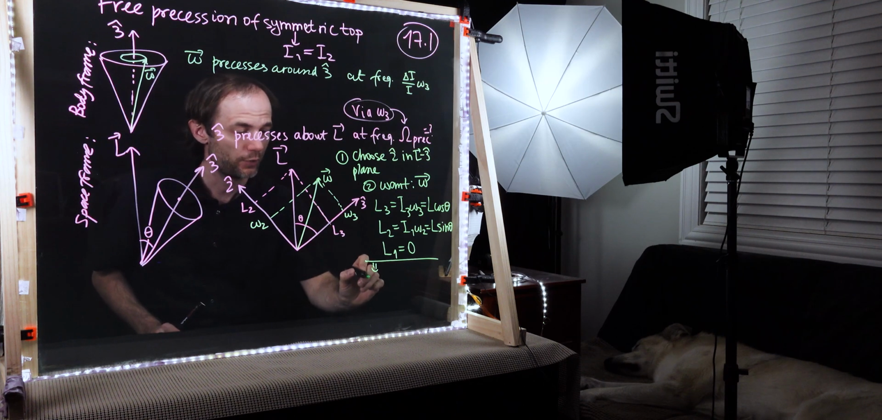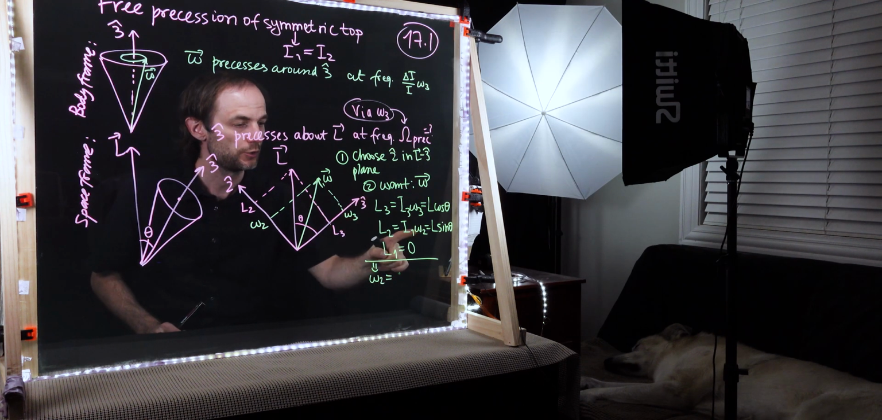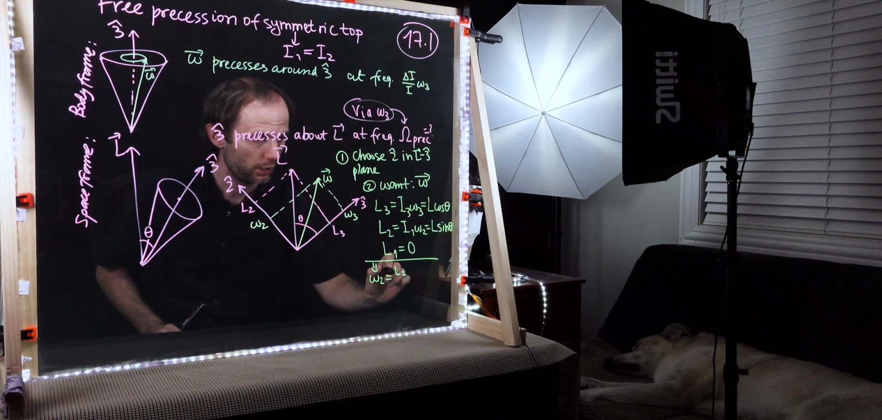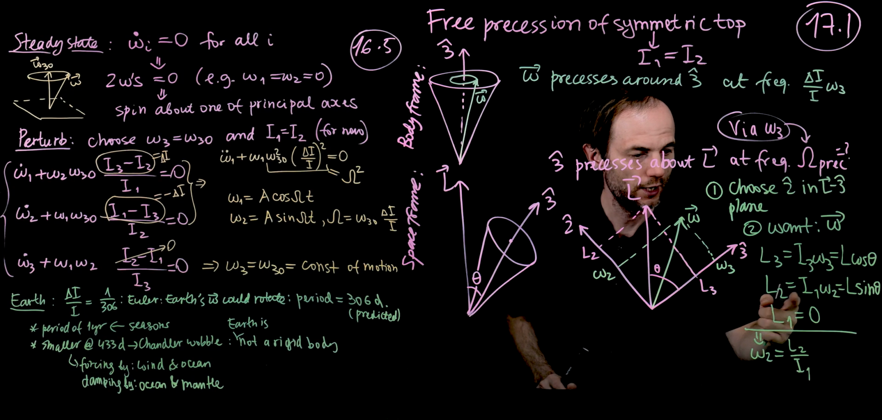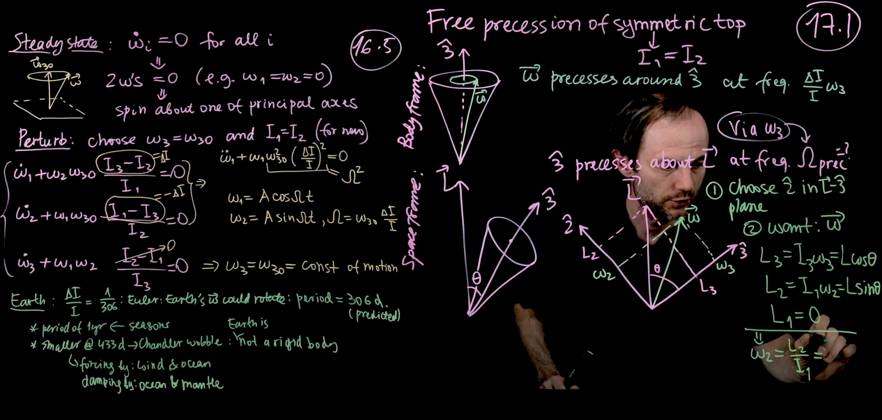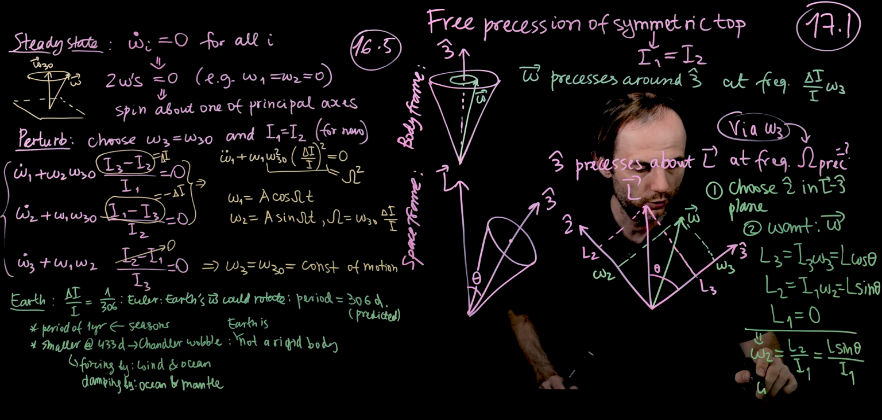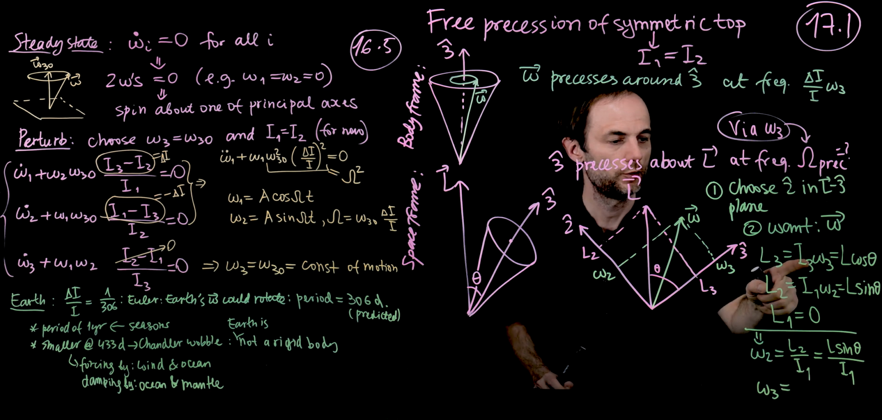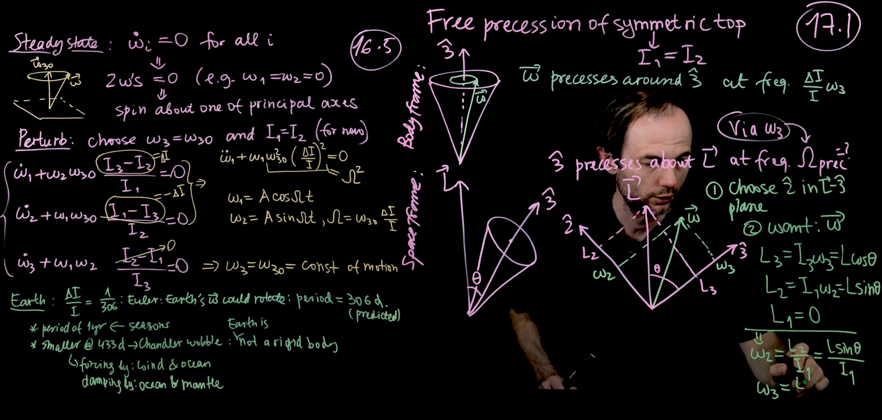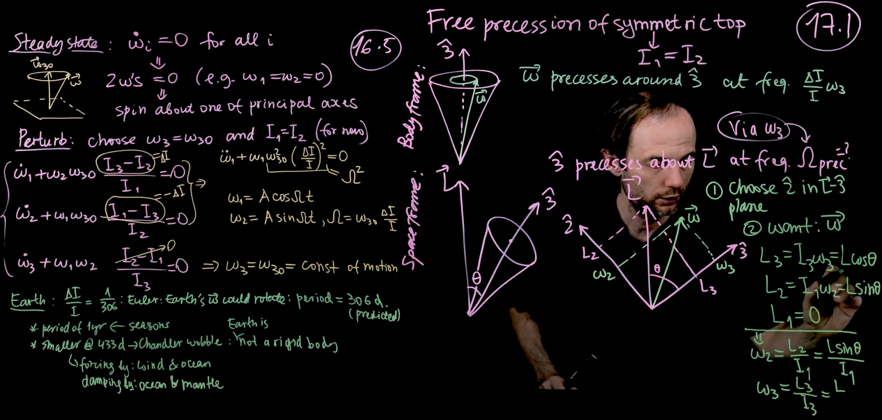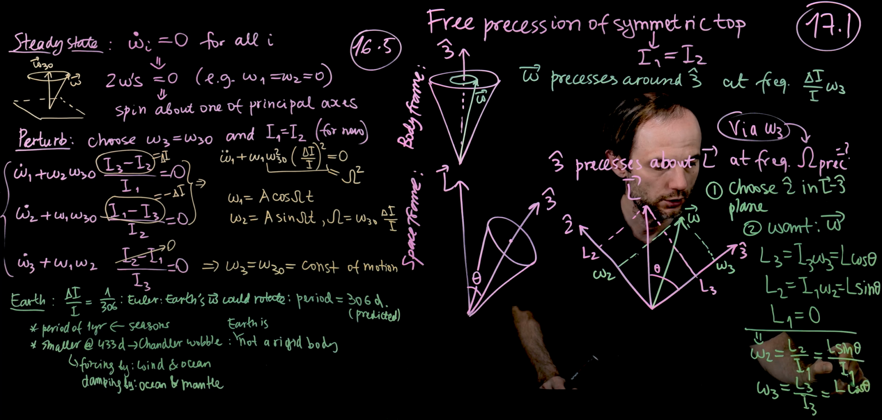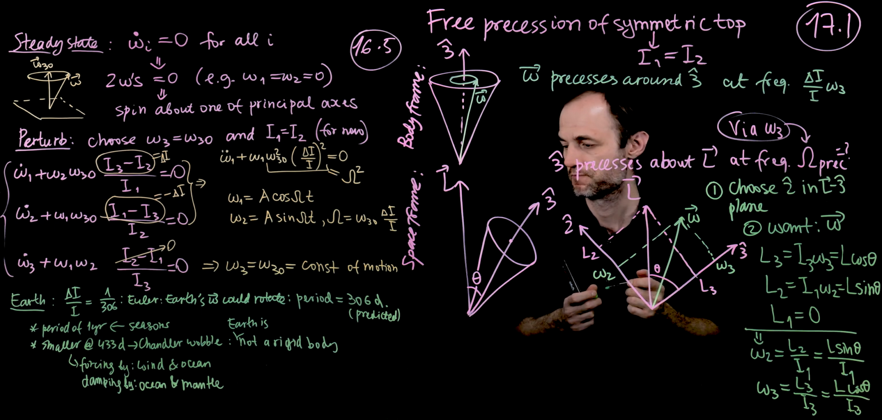first of all, omega 2 is going to be equal to L2 divided by I1. And what is that? That will be L times sine theta divided by I1. And omega 3 will be equal to L3 divided by I3, or L times cosine theta divided by I3, right?